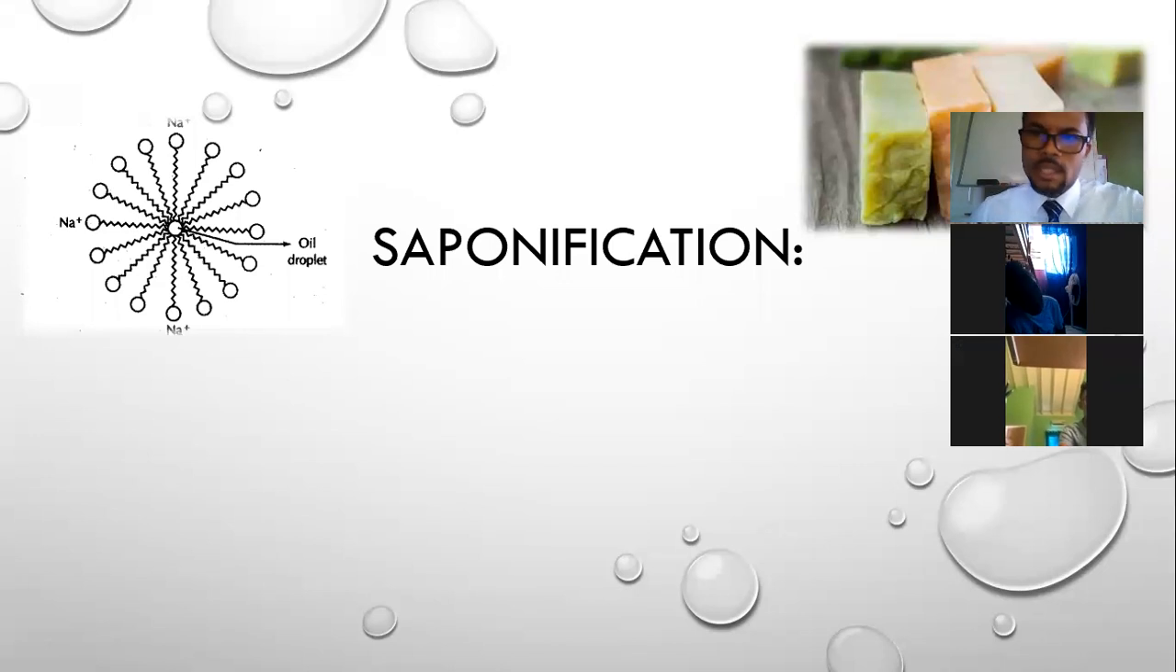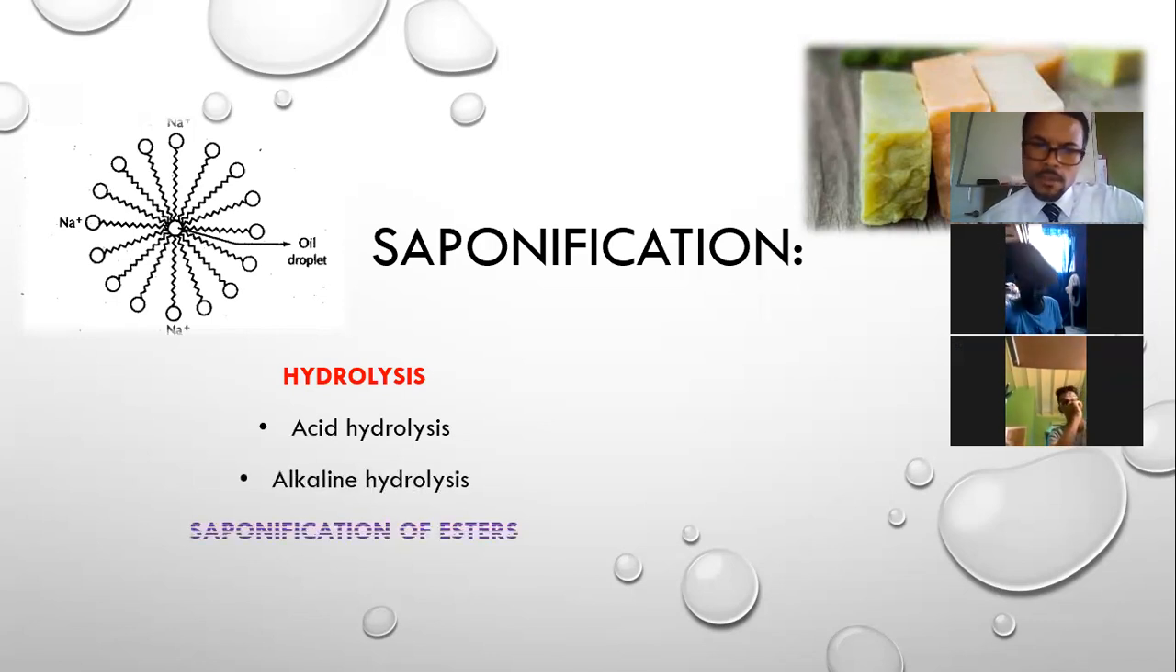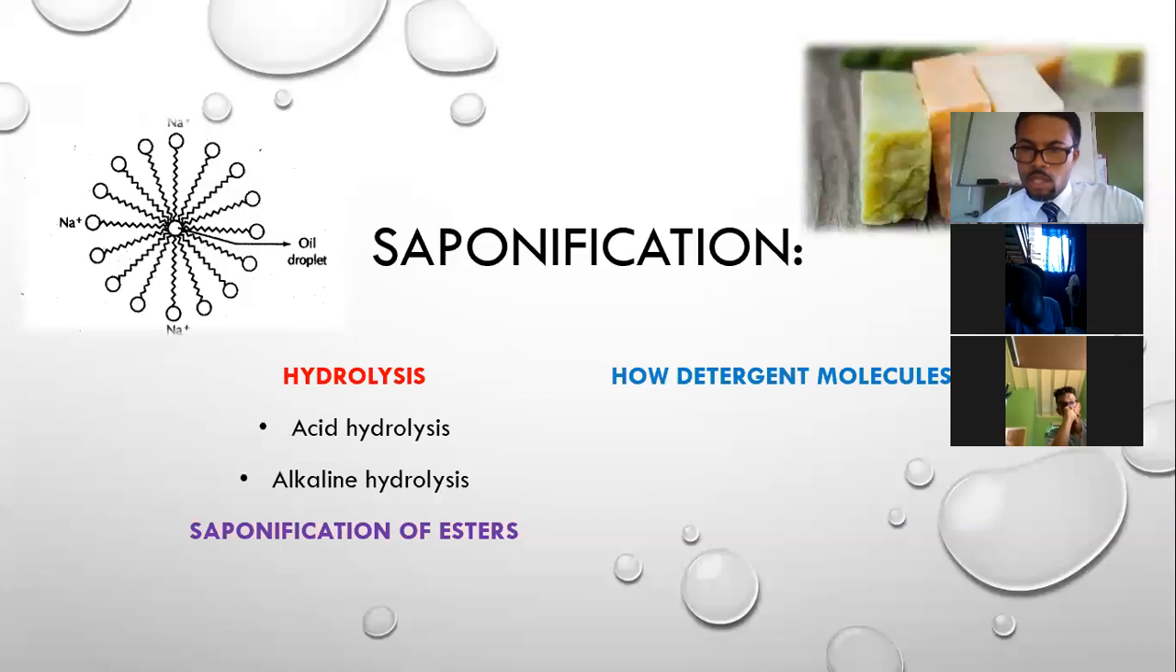Let's begin. So we are doing saponification. And what we're going to be looking at is some key terms, things like hydrolysis. And under hydrolysis, you're going to have acid hydrolysis. We're going to have alkaline hydrolysis. And we're going to be looking at saponification of esters, how detergent molecules work.